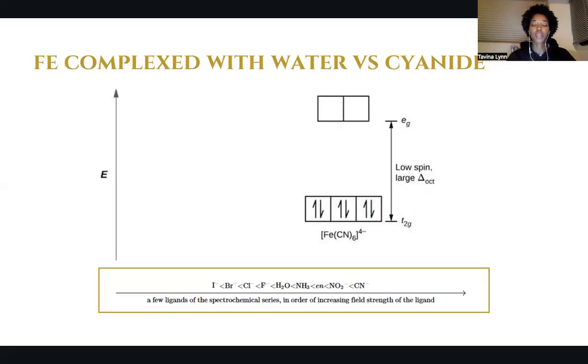So for a strong field ligand, the electrons are going to pair in these lower T2G orbitals first before going to the EG orbitals. This is what's called a low spin complex. And it's called a low spin complex because the electrons fill the orbitals in such a way where the number of orbitals with a single spin or a single electron is minimized. So it's called low spin.